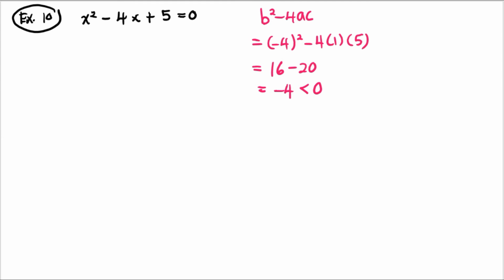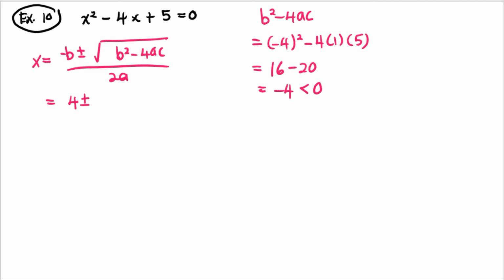So we know that this will have complex roots. Do you still remember how to use the quadratic formula with complex roots? So let's try this one. We have to use the formula: negative b plus or minus the square root of b squared minus 4ac, divided by 2a. Now I put in the values. Negative b, which is negative of negative 4, we get a positive 4, plus or minus the square root of b squared minus 4ac, which is negative 4, divided by 2a, 2 multiplied by 1.